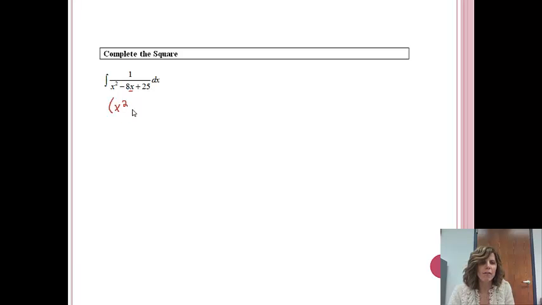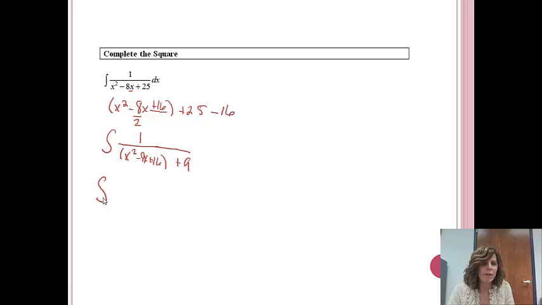The way that we're going to complete the square: we're going to have x squared minus 8x, leave yourself a space, and then put your plus 25 on the outside. We're going to take the middle number, divide it by 2, which would give me negative 4, and then square that, and I'll get plus 16. So plus 16 goes on the inside, minus 16 goes on the outside, so then I'm left with 1 over x squared minus 8x plus 16 plus 9. And then I know that that factors, it's going to be 1 over x minus 4 squared plus 9.